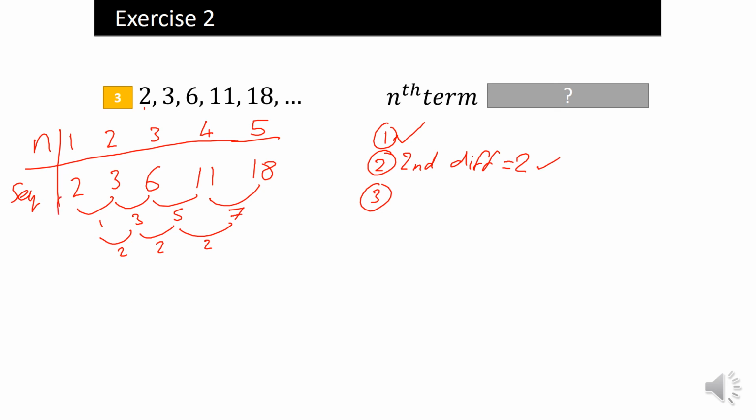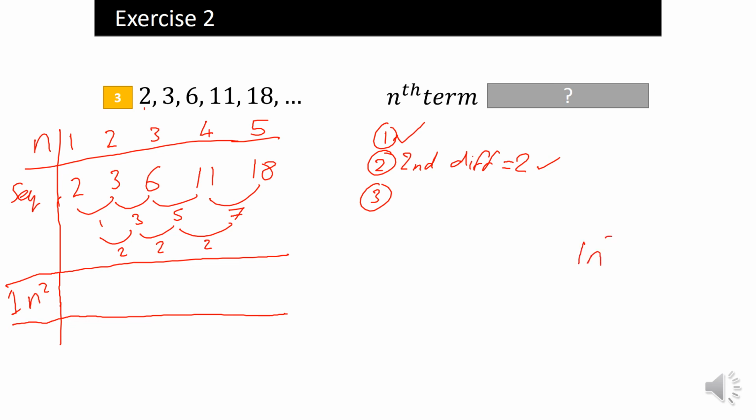So step 3 was we halve the second difference and we use that as our coefficient. So our second difference was 2, so we need to halve that to get 1, and that tells us the coefficient of n squared. So this is always the way we do it. You work out half the second difference, that tells you whatever number goes in front of the n squared. So we know that our nth term sequence is going to start off 1n squared.